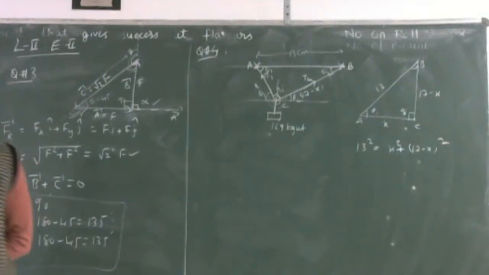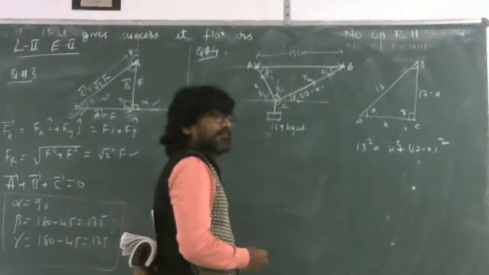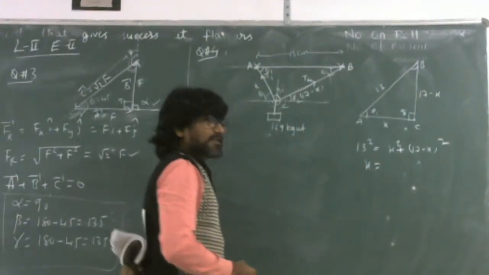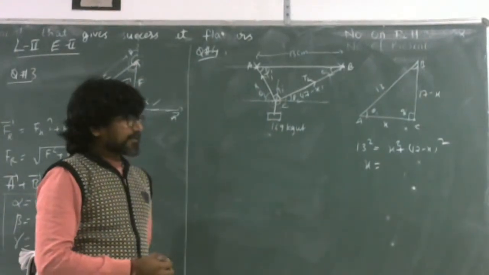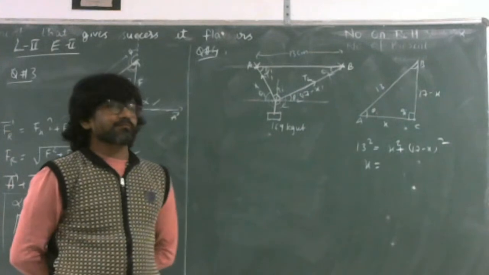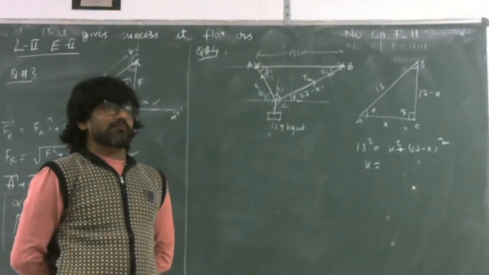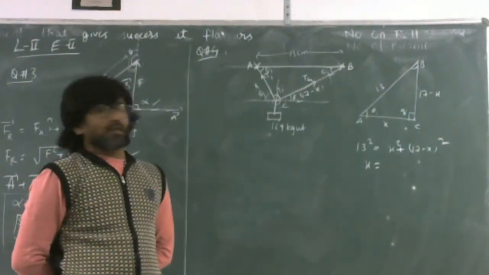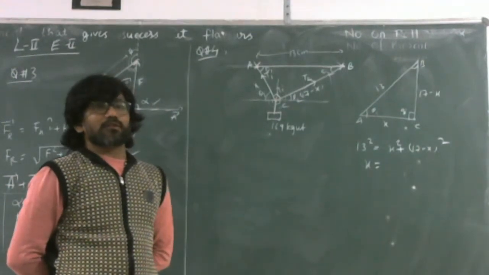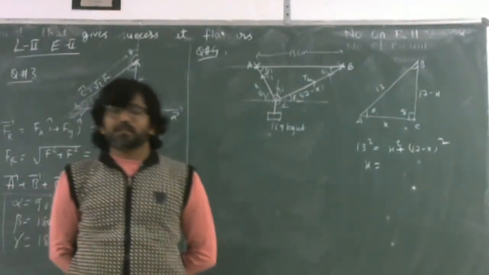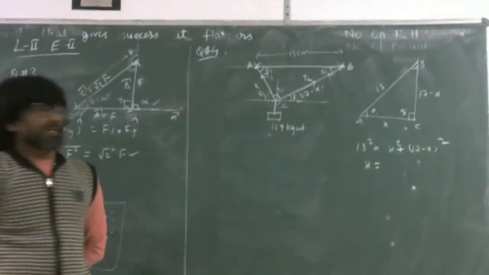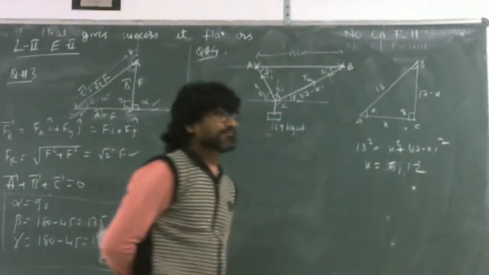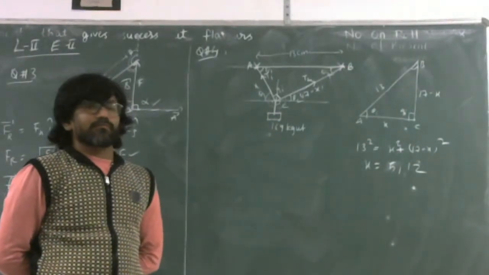How much? 5. Only 5? Two roots should come, right? Should x be minus or plus? Sure? Check. Both are positive. What is the value of x? We get two roots. If you simplify this, we get a quadratic equation. Solve this and find the value of x. Do it fast. Solving this, we get the x value as 5 and 12.